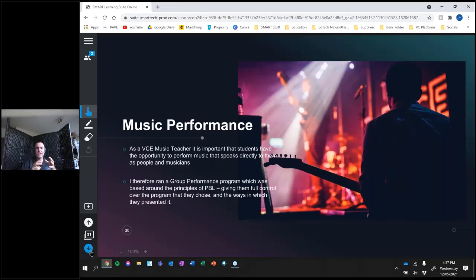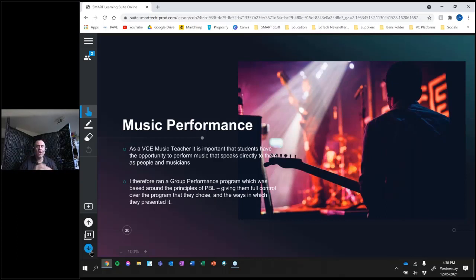As a VCE music teacher, it's really important that students have the opportunity to perform music that speaks directly to them. Now, as an assessor and as a teacher, I've seen a lot of students, one after another, who present the same program of work. And that, to me, when I see students present exactly the same program of work in an exam, one after another, shows that the program hasn't been developed by the student, it's been given to them. I didn't want to approach my teaching that way. So I use music performance, particularly for the VCE, Year 11 and 12 students, as a PBL model.